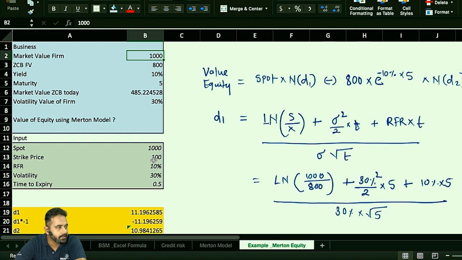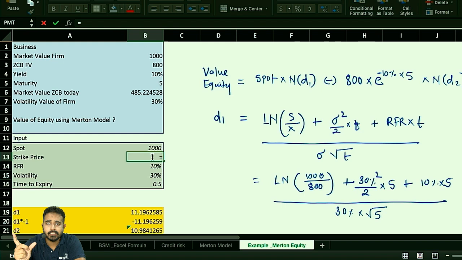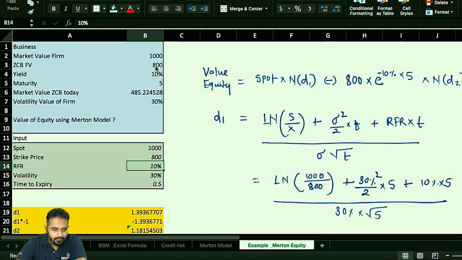Strike price, should it be the current value of the debt or the face value of the debt? It should be the face value of the debt, which is 800. RFR is same. So let's link this with this. Maturity, let's link this with this. And finally, we need volatility. So this is equal to 30%.